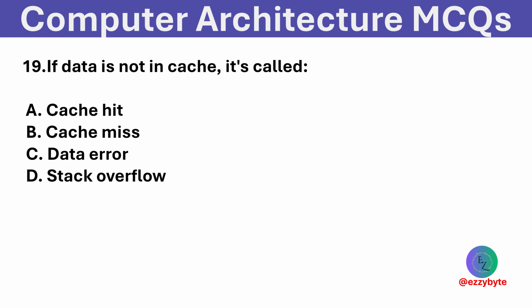If data is not in cache, it's called. Options are cache hit, cache miss, data error, and stack overflow. Option B is correct. Cache miss occurs when data has to be fetched from RAM.